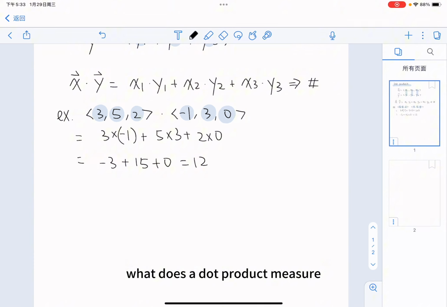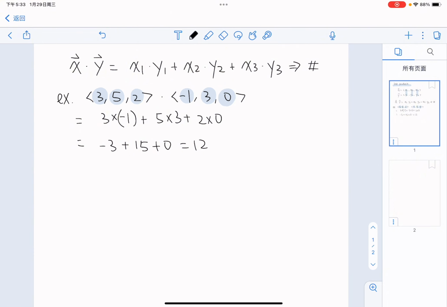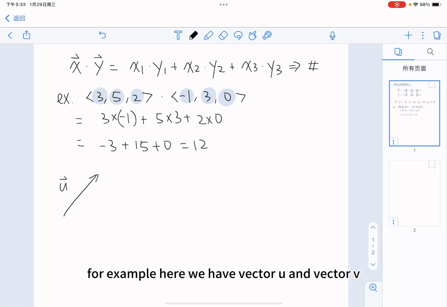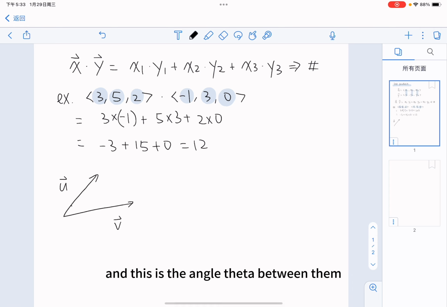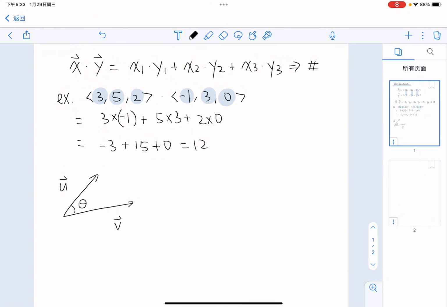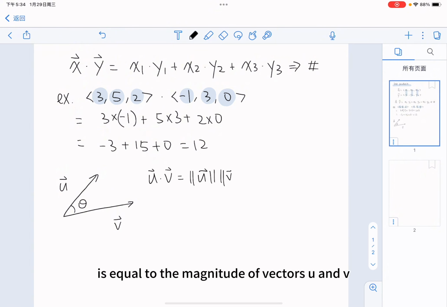What does a dot product measure? A dot product measures how similar two vectors are, and this is because the dot product is related to the cosine of the theta between two vectors. For example, here we have vector u and vector v, and this is the angle between them. The dot product of u and v is equal to the magnitude of vectors u and v times the cosine of the theta between them.